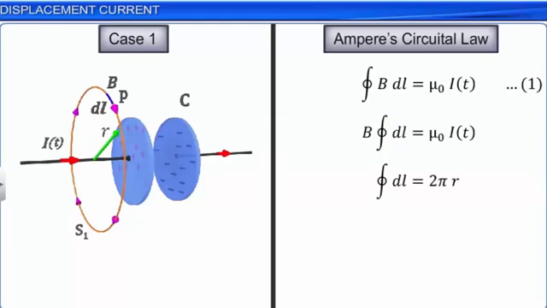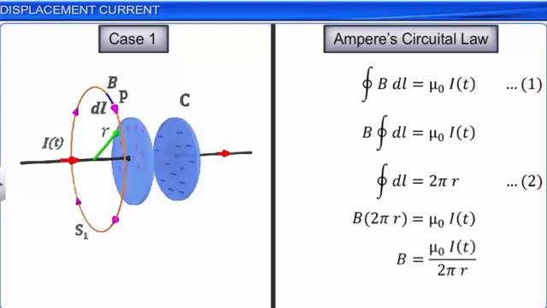Substituting equation 2 in the above expression, we get B into 2 pi r is equal to mu naught I(t). Hence, the magnetic induction B is equal to mu naught I(t) by 2 pi r. Let this be equation 3. Using equation 3, we can calculate the magnitude of the magnetic induction at any point on the circumference of the circular loop S1.